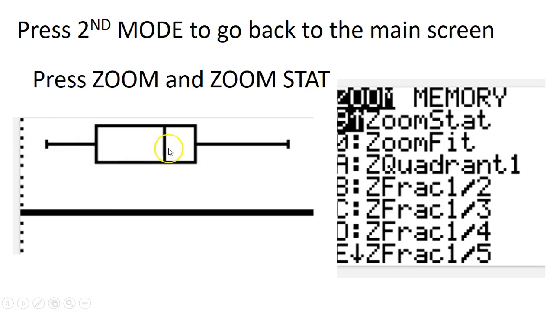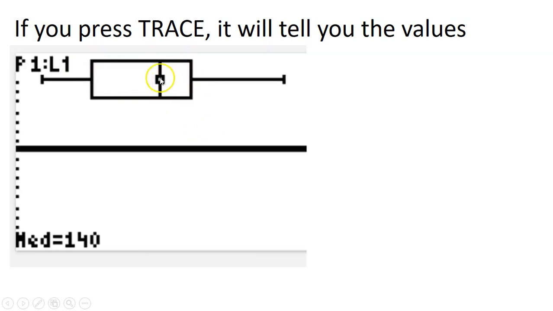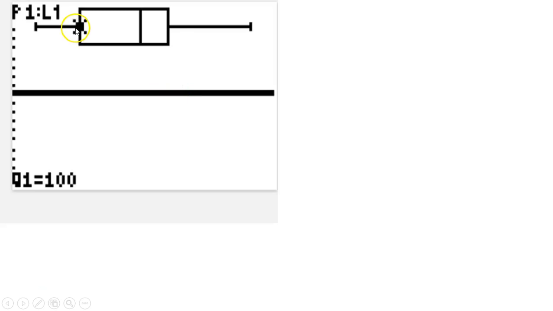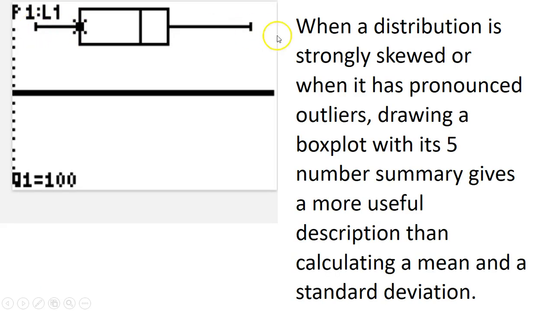Again, you can highlight each of those specific spots. If you press Trace, it will highlight your median, your quartile 1, quartile 3, your high, and your low. By pressing the arrow key over again, we can find each of those values. When a distribution is strongly skewed, or when it has pronounced outliers, drawing a box plot with its 5-number summary gives a more useful description.